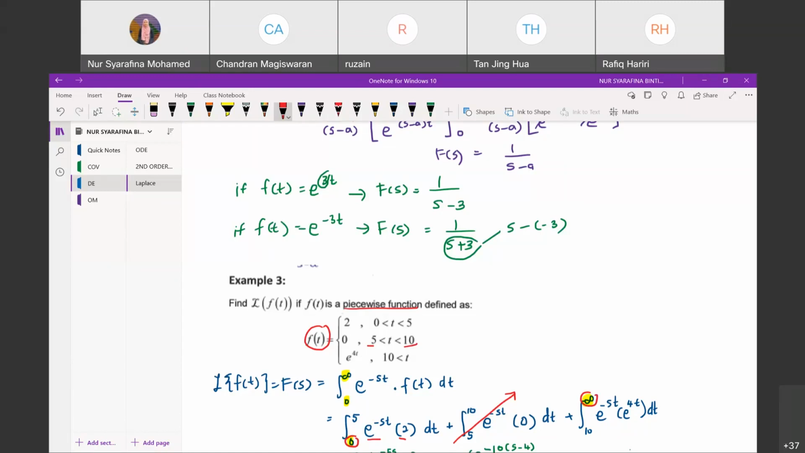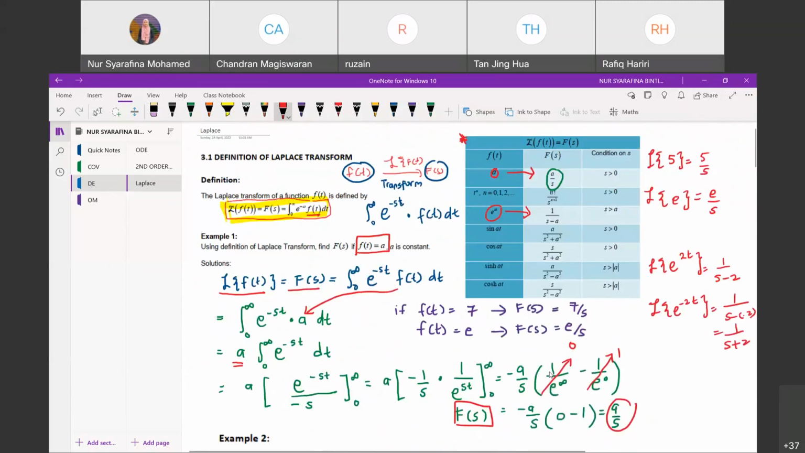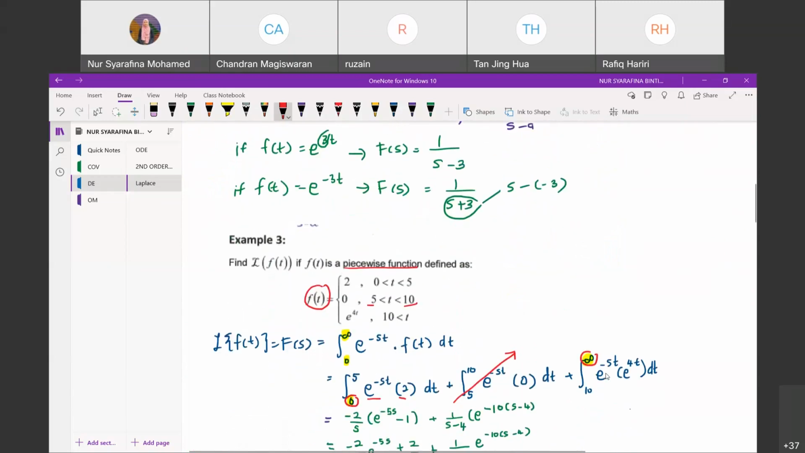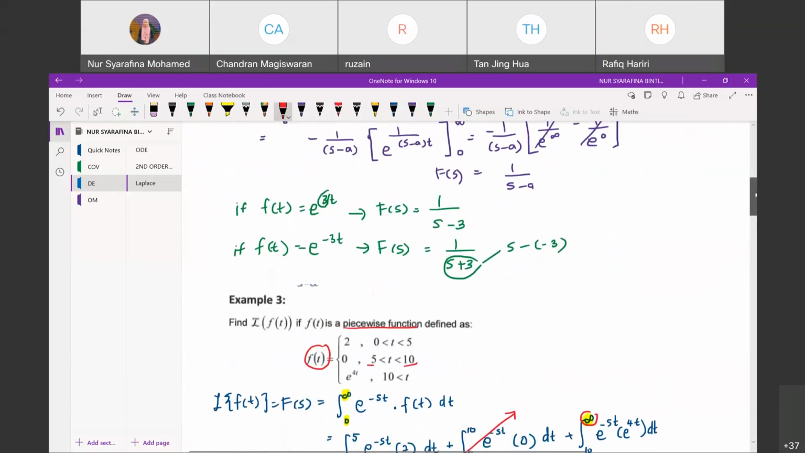You cannot use the table for this case, because the table here is only for the integral from 0 to infinity of e^(-st) times f(t) directly, for such a simple function. But for this one, you need to obey the range given. Okay, try to integrate this.